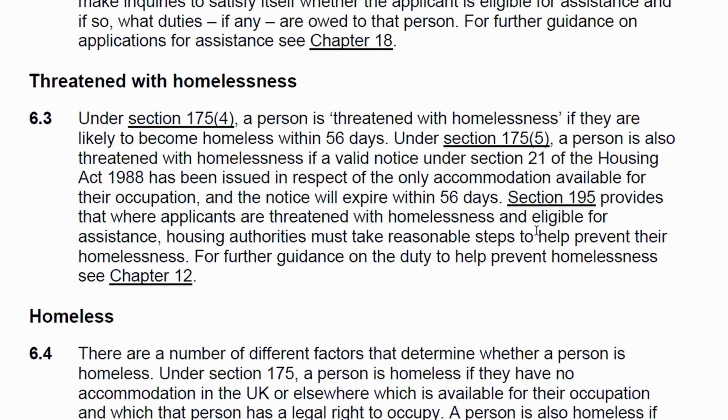Threatened with homelessness. 6.3. Under Section 175(4), a person is threatened with homelessness if they are likely to become homeless within 56 days. Under Section 175(5), a person is also threatened with homelessness if a valid notice under Section 21 of the Housing Act 1988 has been issued in respect of the only accommodation available for their occupation, and the notice will expire within 56 days. Section 195 provides that where applicants are threatened with homelessness and eligible for assistance, housing authorities must take reasonable steps to help prevent their homelessness. For further guidance on the duty to help prevent homelessness, see Chapter 12.